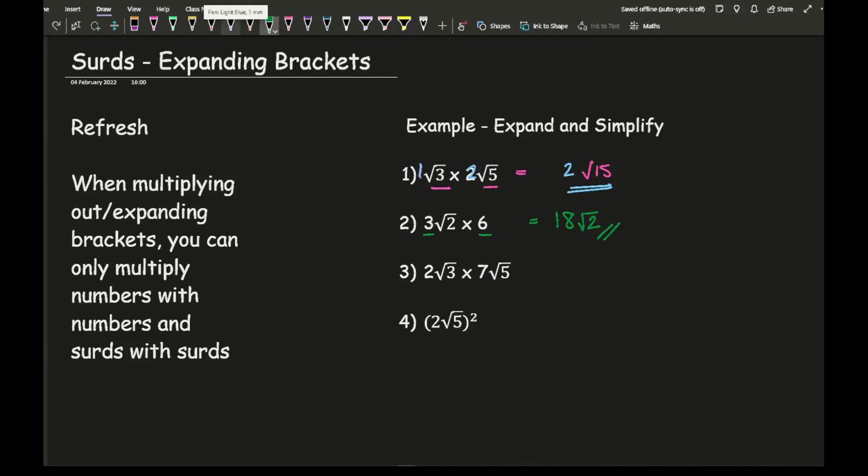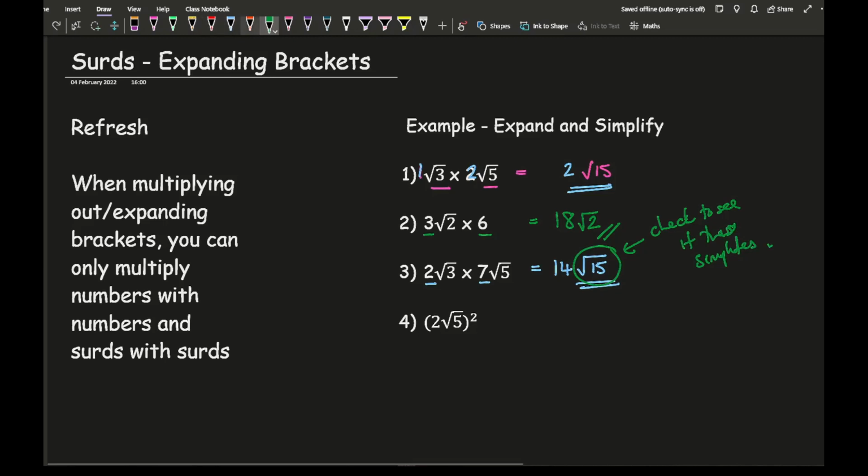For question 3, I've got 2 times 7, so if I multiply the two numbers outside the surds together, that's going to give me 14. And then I've got 3 times 5, which is going to give me root 15. And there is my final answer. Now one thing that you do want to do is just make sure to see if this can be simplified. So always check, if you can spell it, check to see if this simplifies.